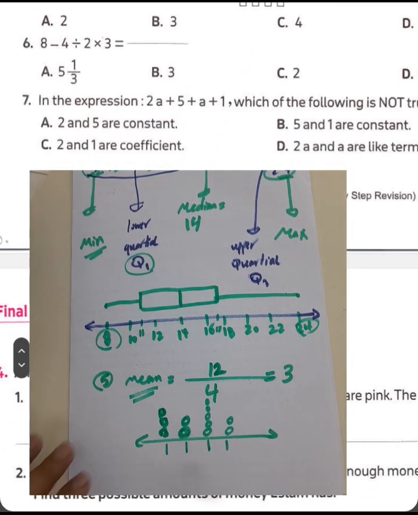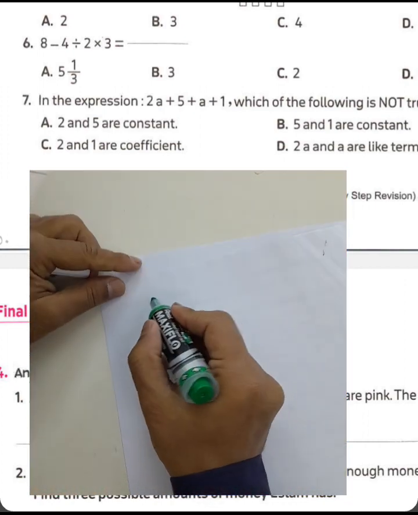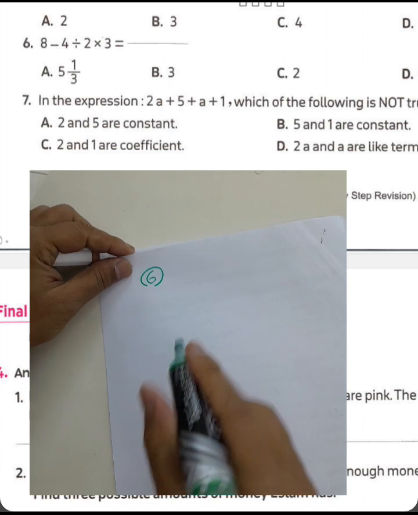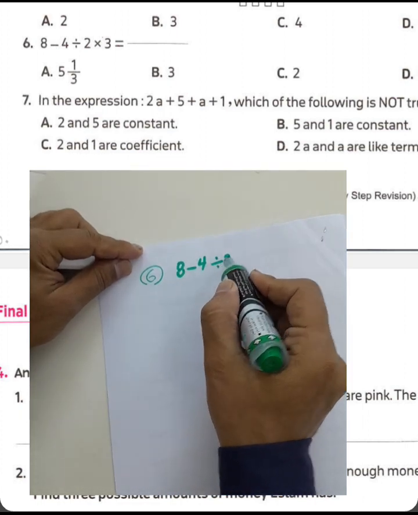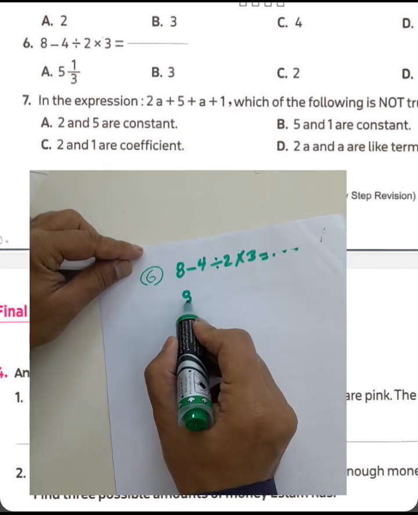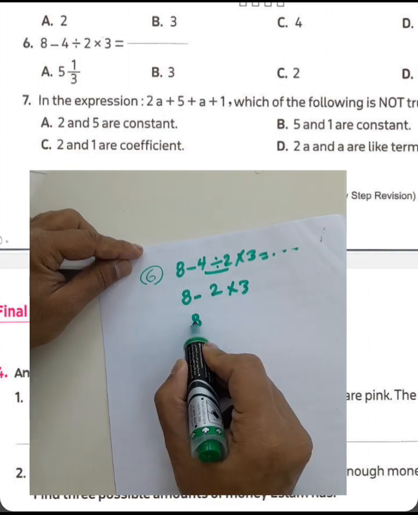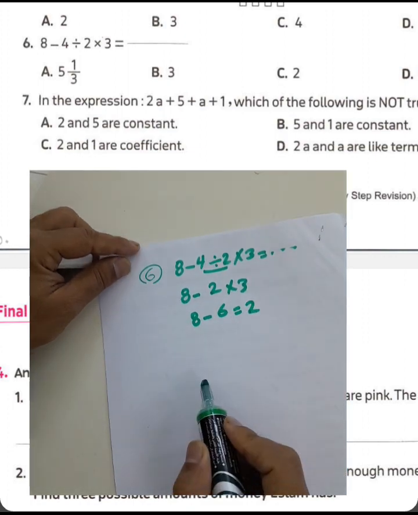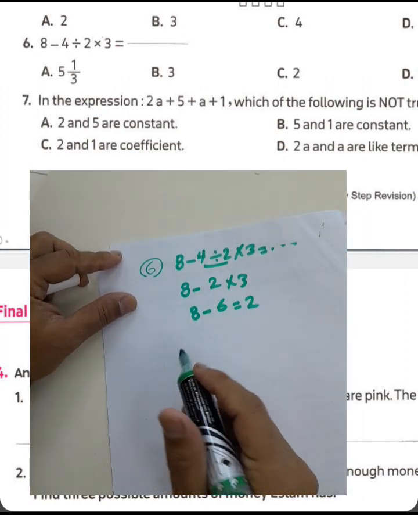Question number 6. We have 8 minus 4 divided by 2 multiplied by 3 equals blank. Write 8 minus 4 divided by 2 equals 2, times 3. Write 8 subtract 6 equals 2. We know division is the first operation, then division and multiplication. The result will be 2.